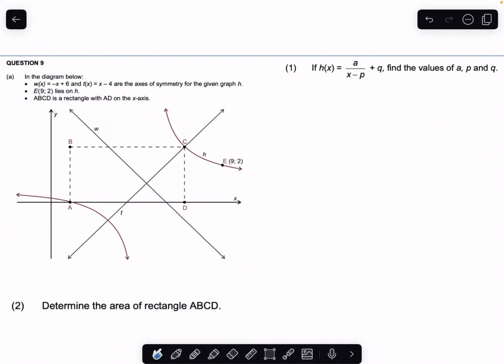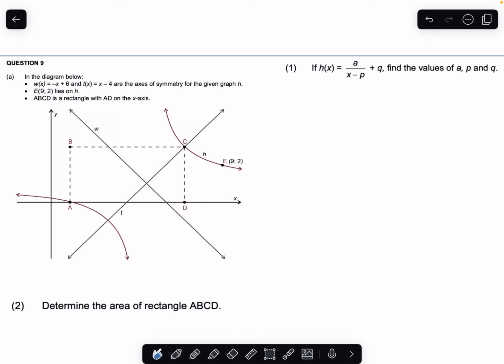And A is seemingly the x-intercept of our hyperbola. C is a point on the hyperbola and one of its axes of symmetry. Right, cool. So first question, and then we get the confirmation that H is in fact a hyperbola. If h(x) = a over (x - p) plus q, find the values of a, p, and q.